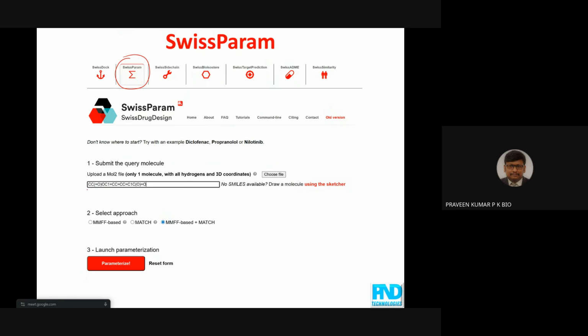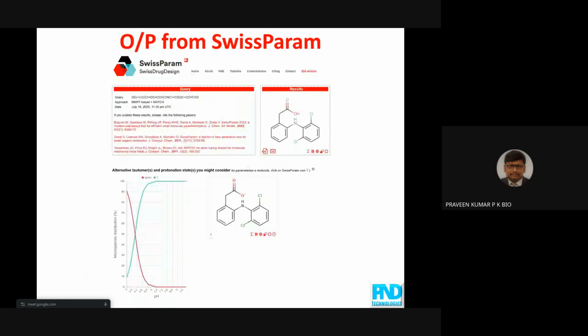Here, with the same input, just provide the canonical SMILES format input, and you can choose any of the force fields: MMFF, Merck molecular force field, or Merck molecular force field based plus match. There are three methods, and you can choose any of them. I am using the default, and I just click parameterize. Then you'll get this kind of a result.